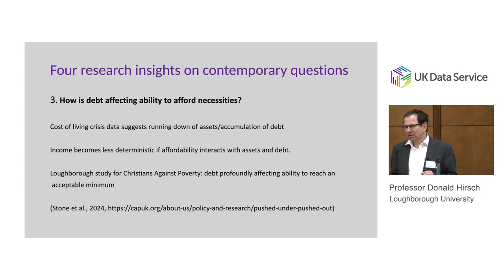The third one was something which a colleague of mine, Juliet Stone, did recently for an organization called Christians Against Poverty, who help people with debt. It was really showing the extent to which the running down of savings and the accumulation of debt were becoming more important relative to income than had been the case in the past, in terms of their effect on the net amount that people have to be able to afford a minimum living standard.